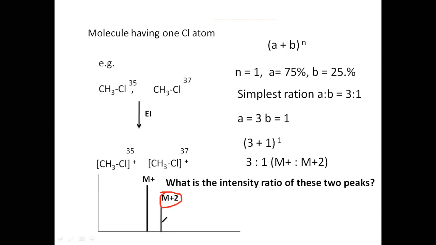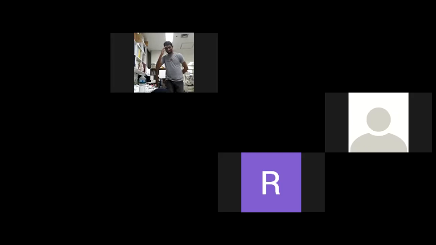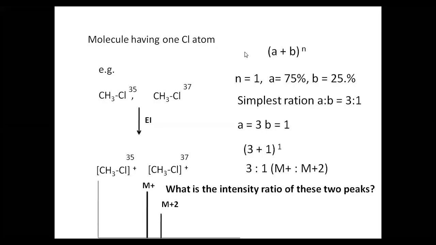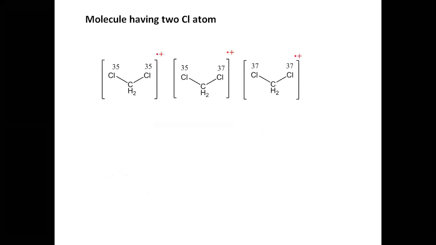So this is the way by which we can find out the number of isotopic peaks as well as their percentage intensity by using such a method. If you go for another example, in which a molecule has two chlorine atoms, say this is the possibility.